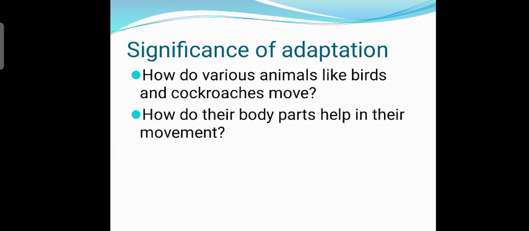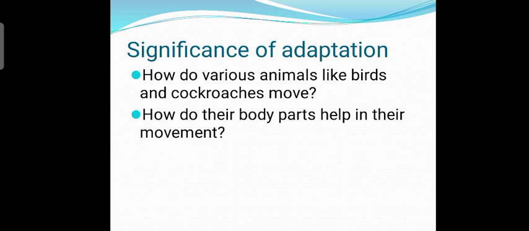Students, for understanding this concept of adaptation, first you have to read the section Significance of Adaptation from the Exceed content book. Then you will be able to answer these questions. How do various animals like birds and cockroaches move, which is already discussed in the previous videos? How do their body parts help in their movement?